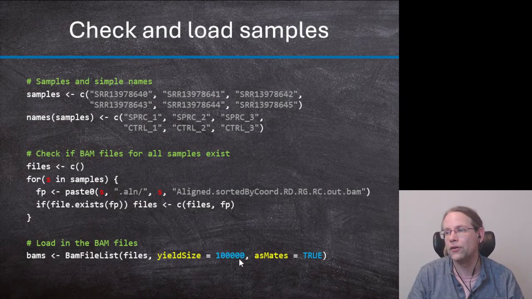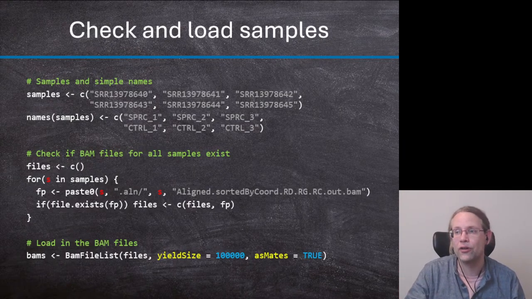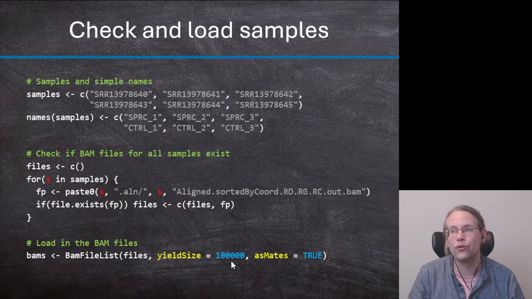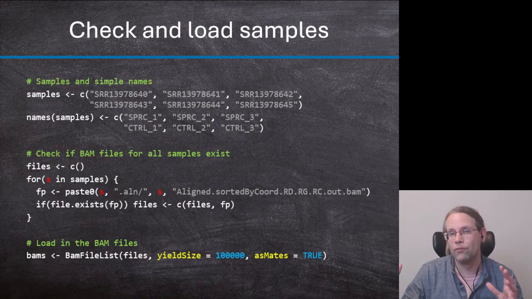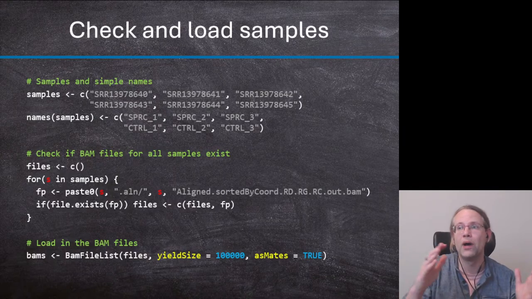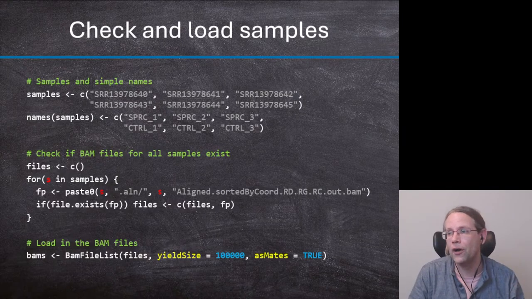And I will read 100,000 at the same time. So it will read in 100,000, then read in the next 100,000. And this is very important because, of course, if you put your yield size too high, then, depending on the amount of BAM files you have, you might run out of memory. Right, so this will just make sure that you process the BAM files in a way that your computer can handle and that you're not trying to load in like 50 gig BAM files into memory, all of them in one go, but just process 100,000 reads.